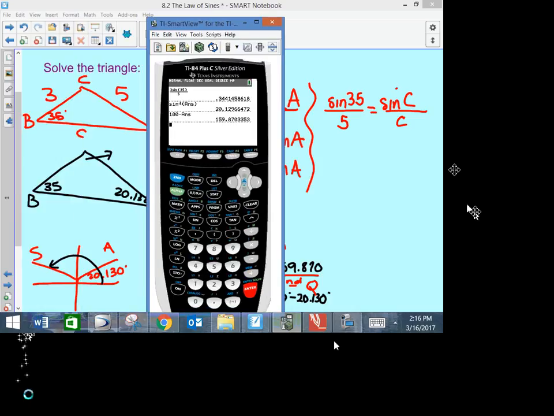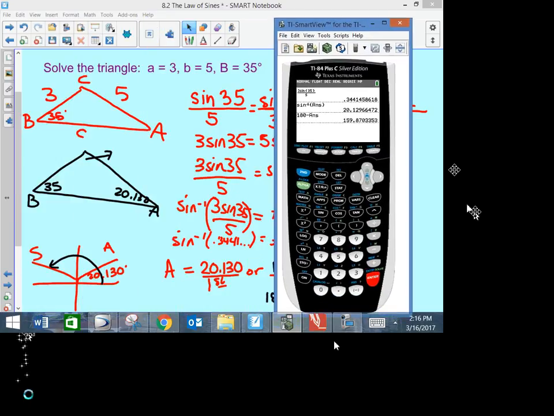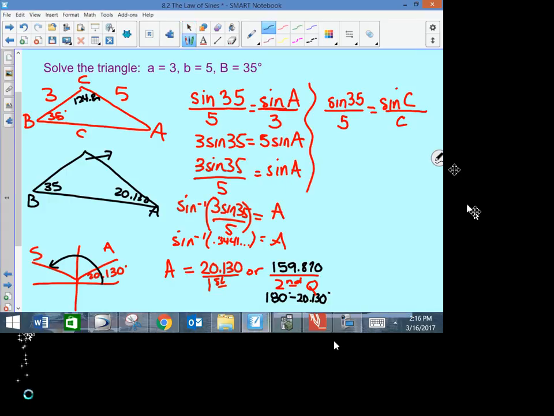Cool. I'm not sure why I'm writing one there. 180 minus the 35 minus the 20 is 124.87. You all follow me? And that is 124.87, not 20.130. Instead, it's 159.870. You see why it can't be that one?